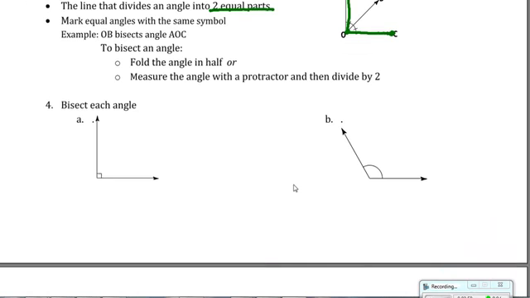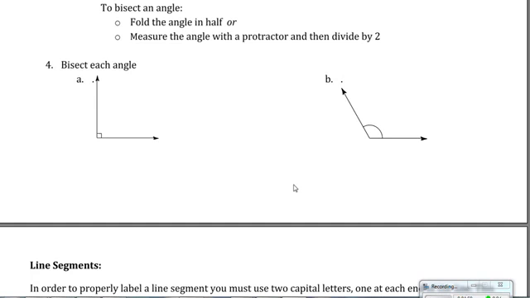So I'll show you how to do A, and then you can do B yourself. Angle A is 90 degrees. If we're going to bisect it, we're going to cut it in half. And so we need to cut it at 45 degrees. So then I would take a protractor and I would measure 45 degrees. And wherever 45 is, I would make a dot. And then I would connect it back to the starting point. So if you could give B a try, keep in mind that B is an obtuse angle.